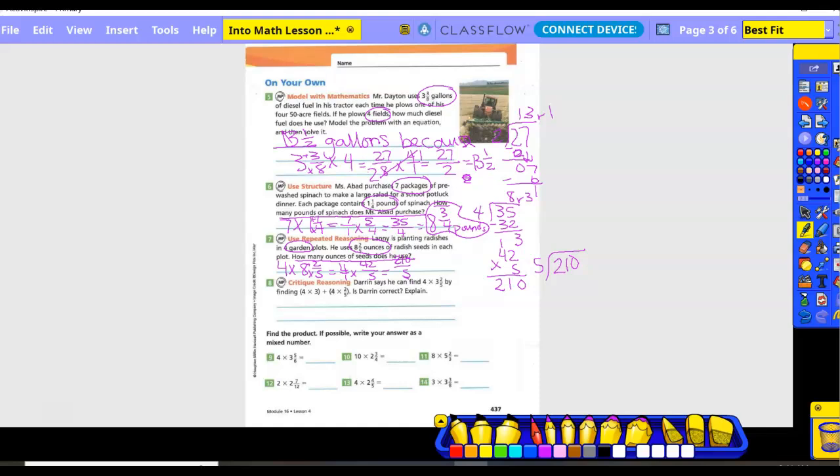So 5 goes into 21 how many times? 4 times. Minus 20. 1. Bring down the 0. How many times does 5 go into 10? 2 times. Minus 10. So no remainder, right? So my answer is what? 42 ounces.